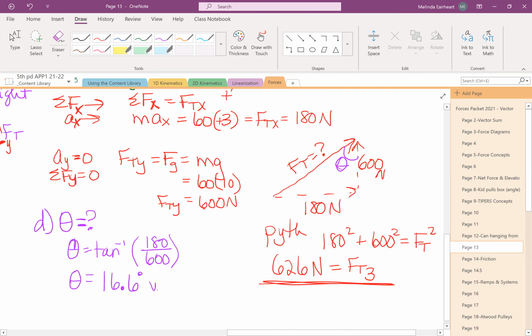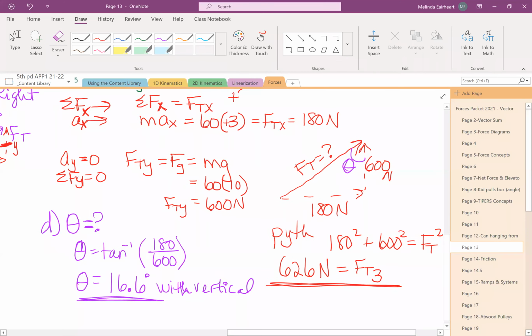And so it's with the vertical. I mean, that's what they're asking for. That's what they would grade for. If you stated the horizontal angle, you better say with the horizontal, but then I would say, you know, answer their question. They said, what's the angle with the vertical? Give it to them. Good deal?